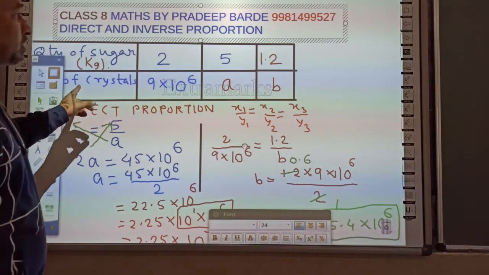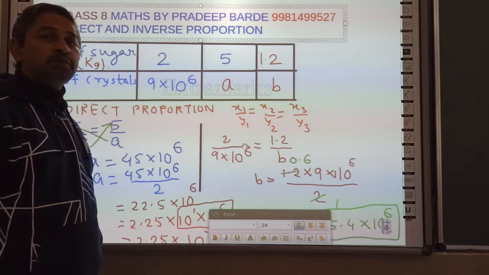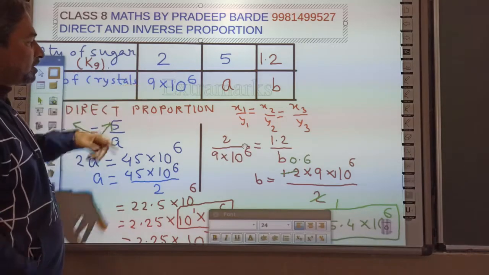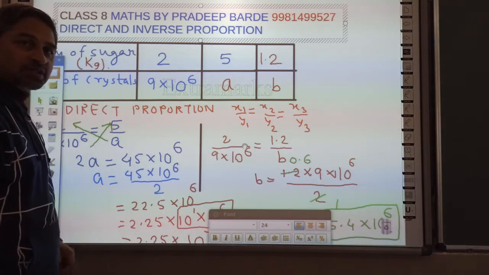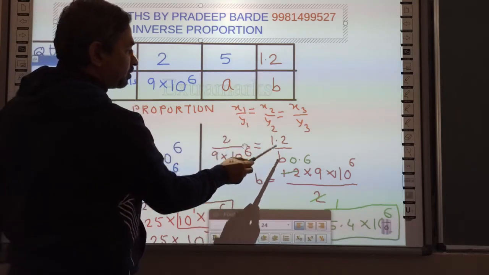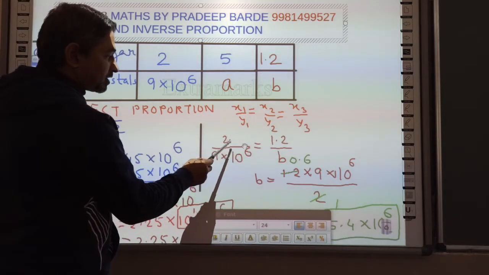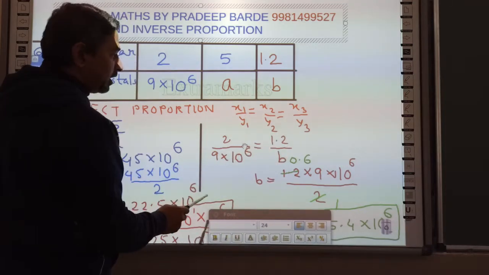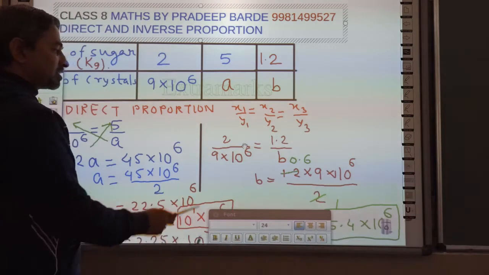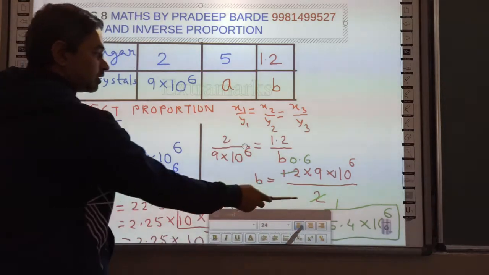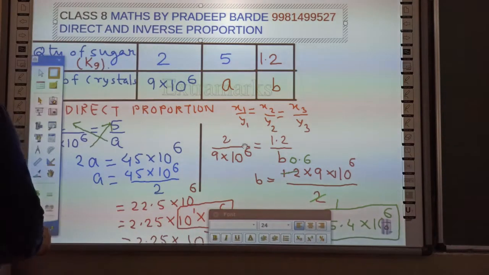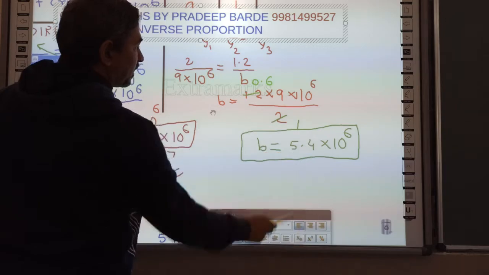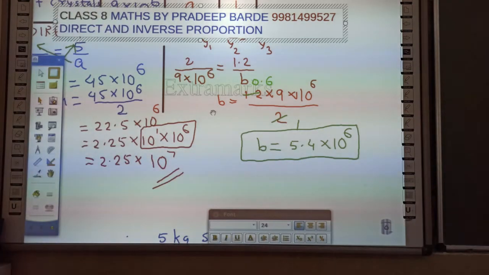So now we have to find out how many sugar crystals are there in 1.2 kg of sugar. Again we have x1 upon y1, that is 2 upon 9 into 10 raised to the power 6 equal to 1.2 upon B. When we cross multiply, we'll get B is equal to 1.2 into 9 into 10 raised to the power 6 divided by 2. So this 2, 1.2 cancelled here, 0.6 times, and 0.6 into 9 is 5.4 into 10 raised to the power 6.